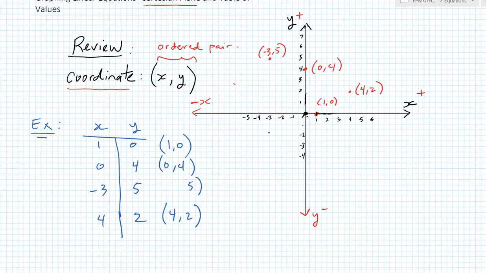Okay, so double check. (1, 0) is right here, that's (1, 0). (0, 4), x is 0, so you're right at the center, as x is 0, and then you go up 4 units, that would be your (0, 4) coordinate, right? Next one is (-3, 5). So (-3, 5) is right here, and that's the coordinate right there. And then last one is (4, 2).